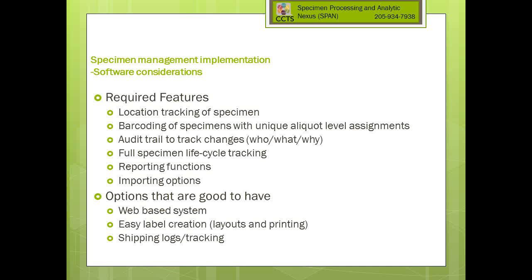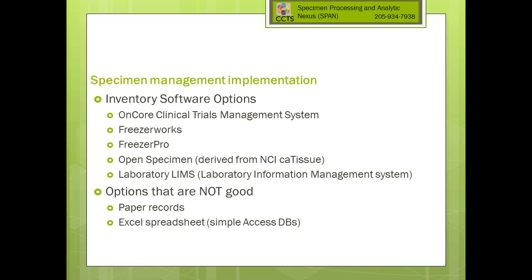The type we use are called thermal transfer printers. They actually have a ribbon, and it transfers that information to the label itself. Those are very stable in the freezer. They don't really rub off, and we found that they work very well. You also need to think about having shipping logs and tracking of shipping. A good system will allow you to do all those types of things in a single platform. So what are some of the options?